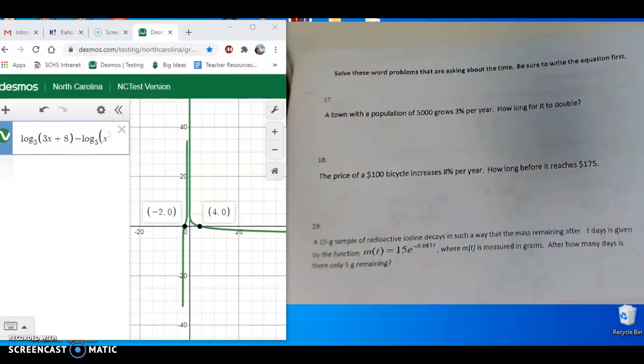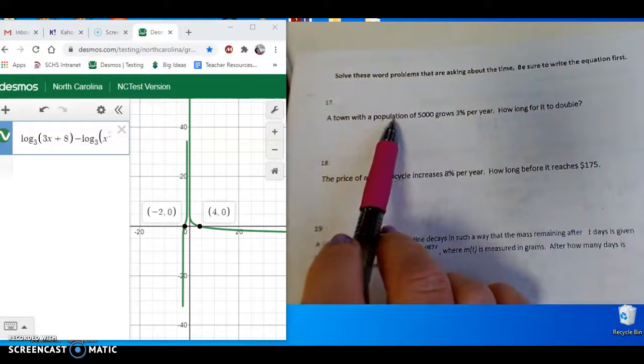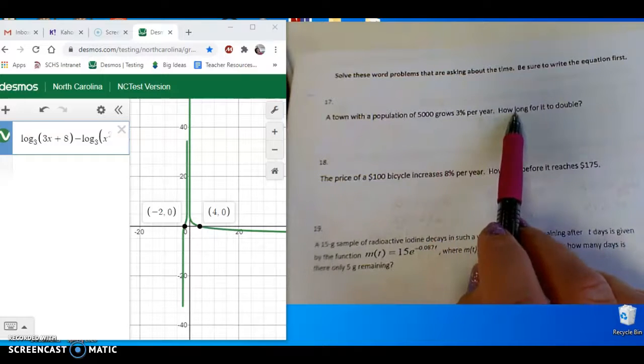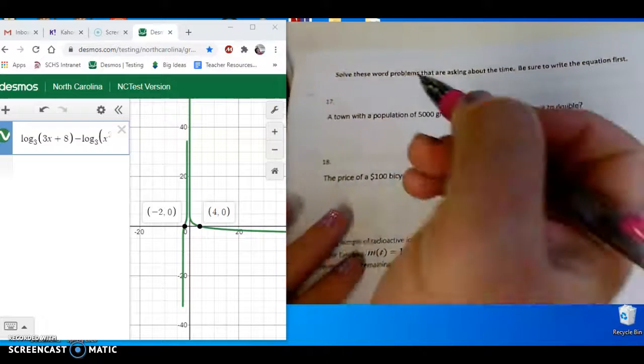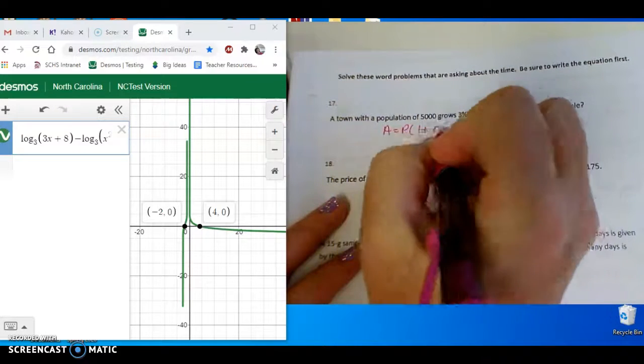So we still have to figure out which equation to use. There's the 3 equations that we've been using. We still are going to use those equations. So number 17 says we have a town with a population of 5,000 that grows 3% per year. How long before it doubles? Again, I don't see the word compounding, so I know I'm going to use that basic equation that we use most of the time.